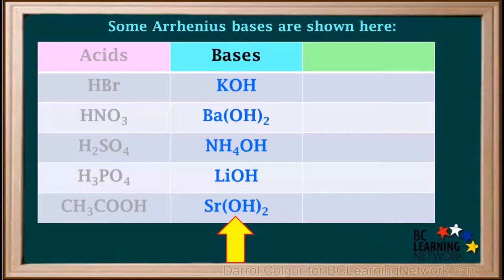A few Arrhenius bases are shown here. Notice their formulas all end in OH. This OH is lost as a hydroxide, or OH- ion, when these compounds dissociate in water.